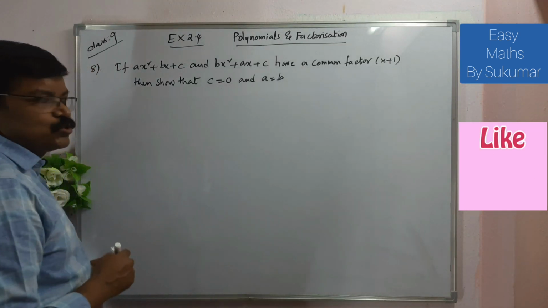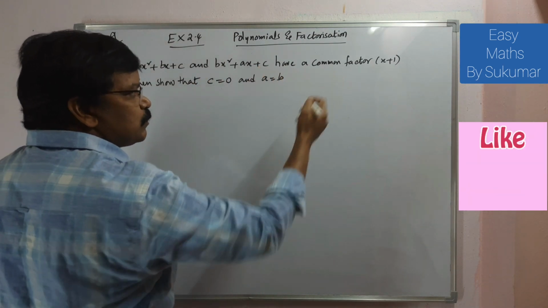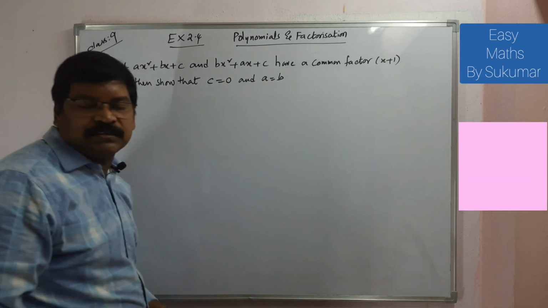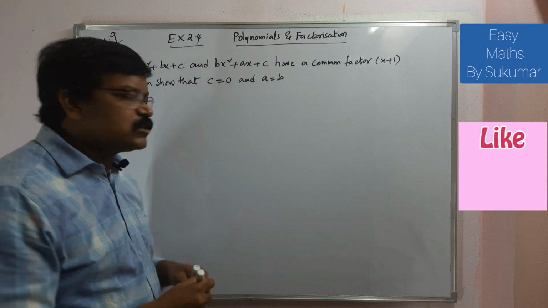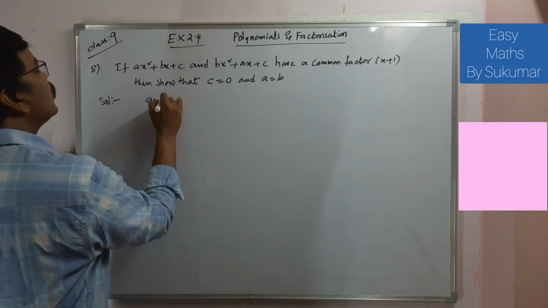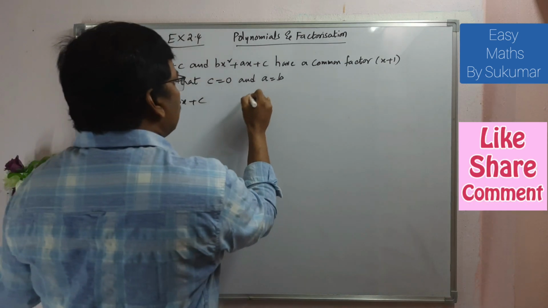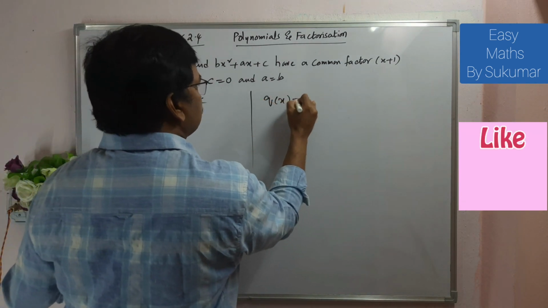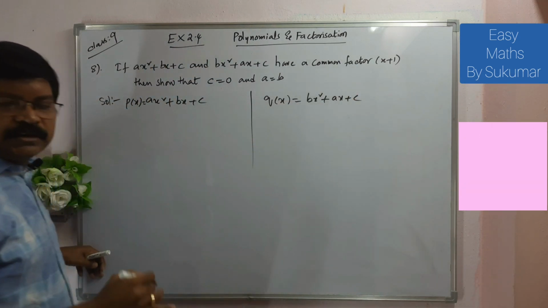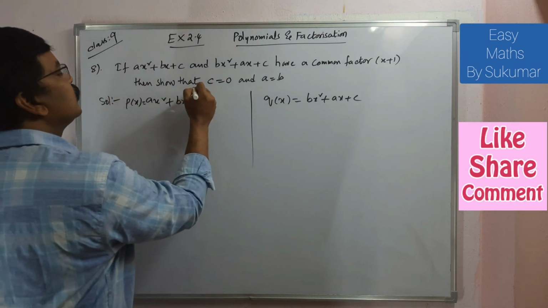See the 8th question in exercise 2.4 for 9th class students. ax square plus bx plus c and bx square plus ax plus c are two polynomials. Both the polynomials have x plus 1 as a factor. Look, ax square plus bx plus c is one polynomial. Let it be p of x. And the other polynomial is bx square plus ax plus c. This is another polynomial. Let it be q of x. Here both the polynomials have x plus 1 as a factor.